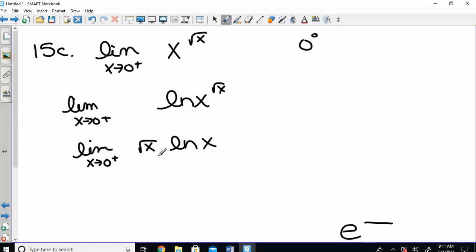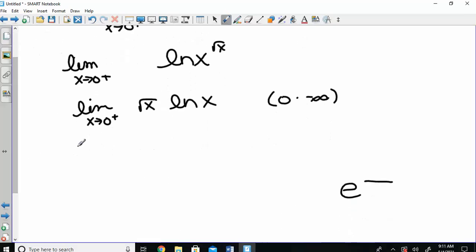Now this isn't overall, I mean, it really hasn't helped me much because it's still 0 times, as you approach 0, the natural log is going to negative infinity. We don't know what 0 times infinity is. But now it's a product, so we move one of those to the denominator. So if I wanted to move that down, it would become an x to the negative 1/2. Alright, are you guys with me so far?